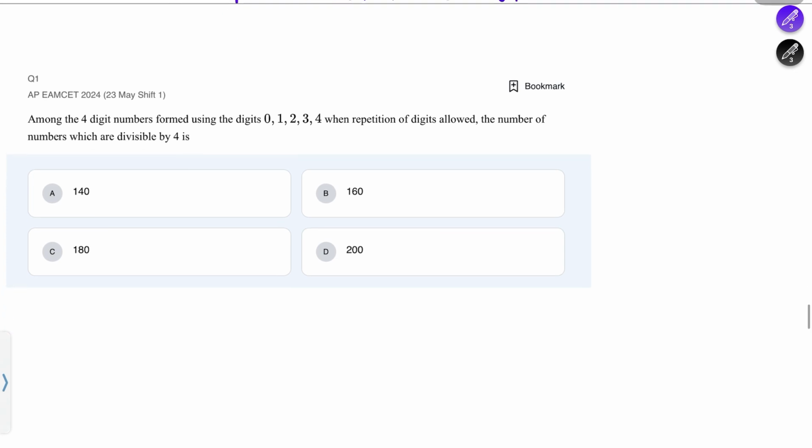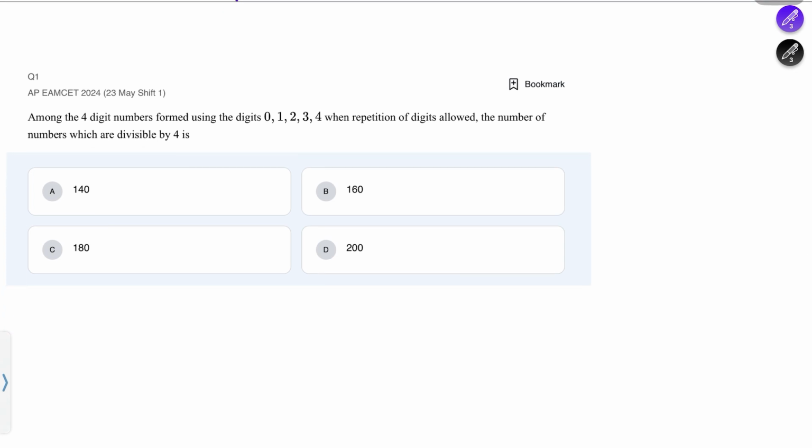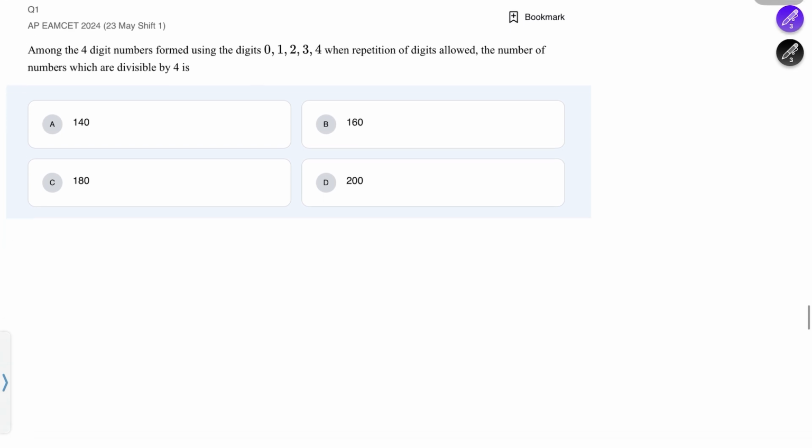In the first question, permutation and combination is a very difficult chapter, but according to the situation, you can go step by step, then it is an easy process. So let's start the first question. Given that among the four digit numbers formed by using the digits 0, 1, 2, 3, and 4, repetition is allowed, the number of ways which is divisible by 4. So four digit number using digits 0, 1, 2, 3, 4. The condition is that the last two digits are divisible by 4.